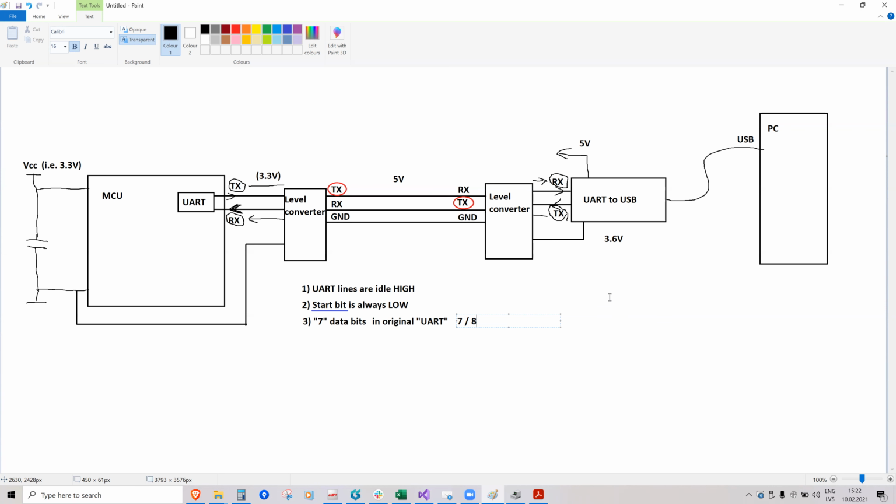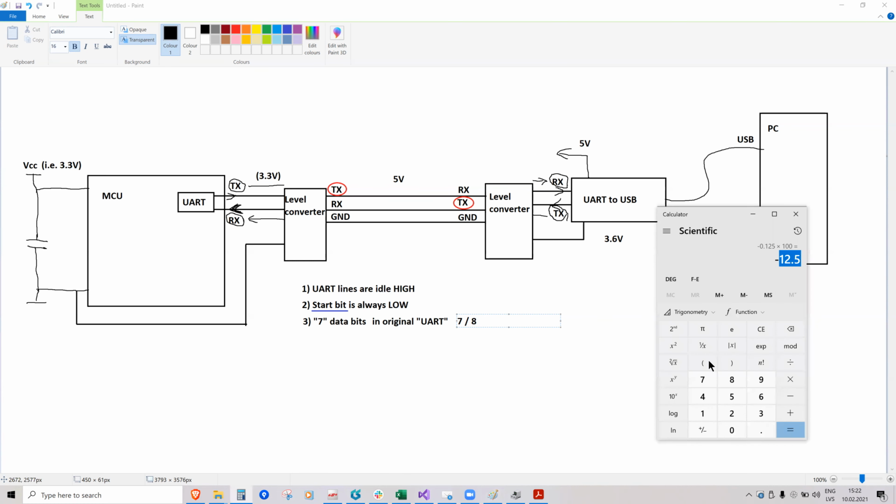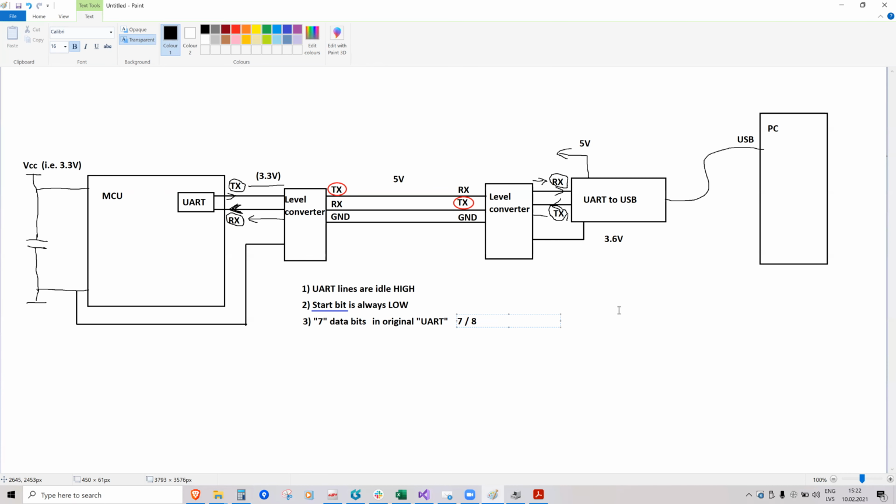But the original UART used, for example, in DSL, its speed was only 9600 symbols per second, bits per second. So it was really, really slow. By sending 7 bits instead of 8 bits, it was actually much more usable. It was 12.5% faster than it would be if 8 bits were sent.